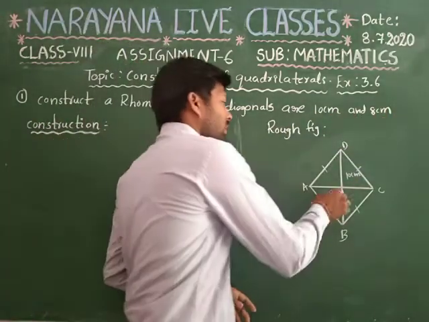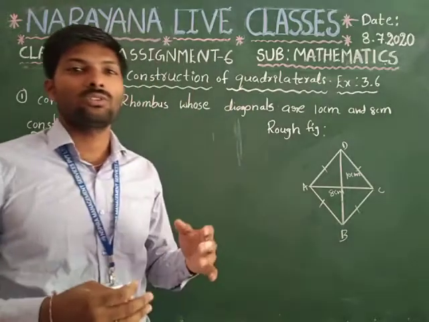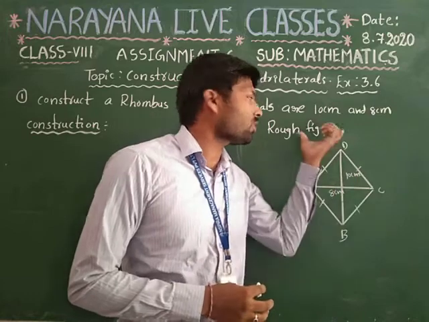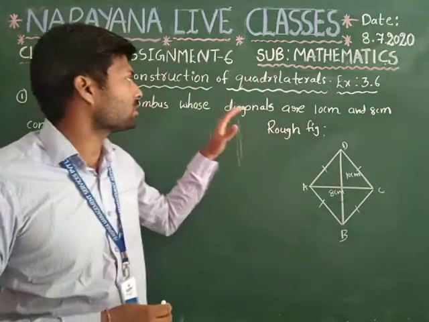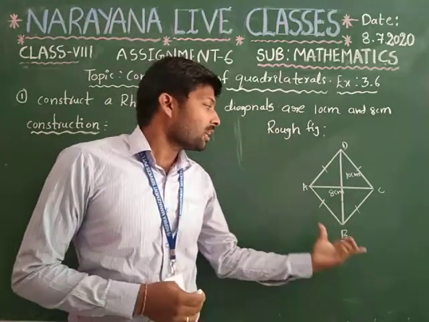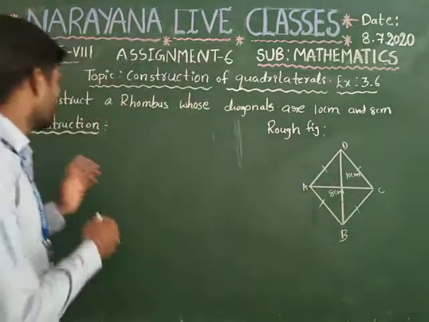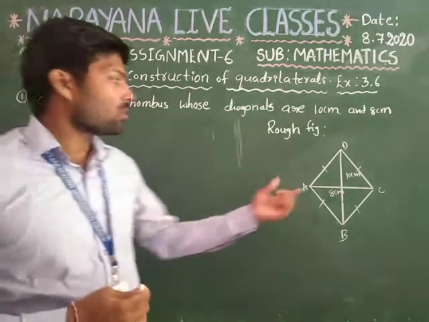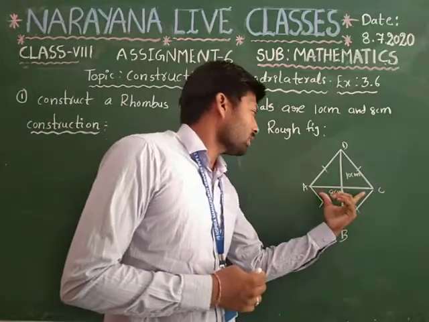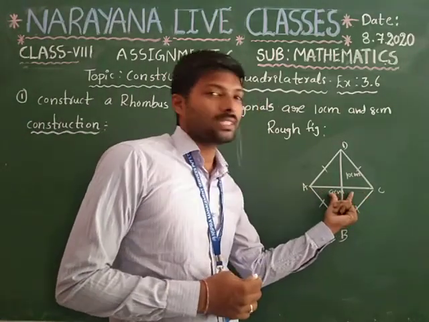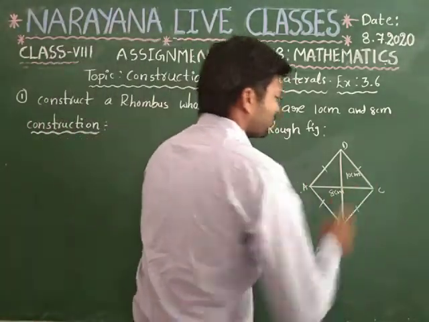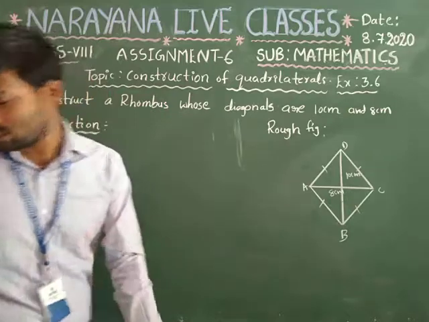With the help of these two diagonals, we have to construct the given rhombus. Before going to that, first we have to draw a rough diagram. Based on the given measurements of the two diagonals of a rhombus, the rough figure will be like this. To start the main sketch, we take one of the diagonals as a reference line segment. Better I will take this AC, 8 centimeters, as the line segment. First of all, we have to draw 8 centimeters as one line segment.